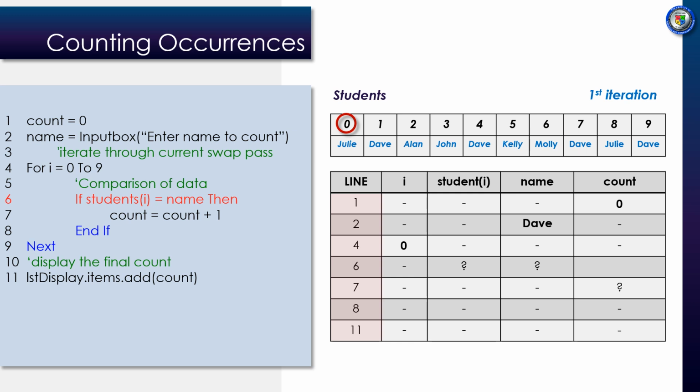We will then compare the value at the first position of our array, which is student 0. That value is Julie, to our search value Dave. Now they are different, so at line 7 we will not increment our counter, it remains at 0. We will then iterate round the loop, I being incremented by 1 for our second iteration.